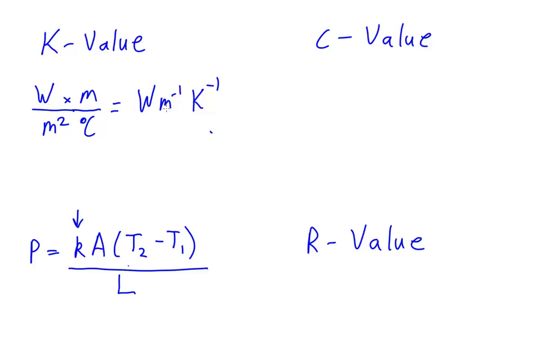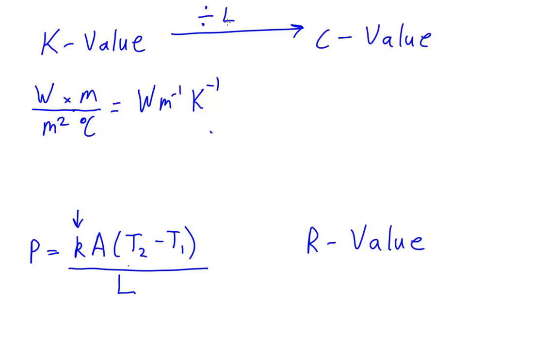Now, I want to relate this K value to what's called C value. C value is probably going to be the most useful thing if you want to calculate how much heat is being lost through a wall. The C value takes into account how thick that wall is, so that way you can just get a number. Rather than it being per thickness, it just becomes per area. So if we want to go from K value to C value, what we need to do is divide by the thickness of the wall. If the wall is 10 centimeters thick, you divide by your 10 centimeters.